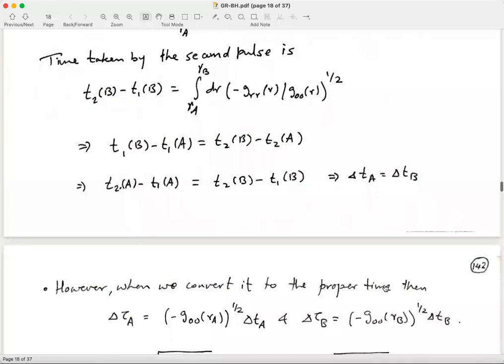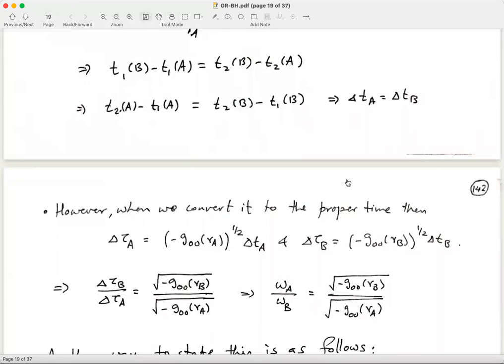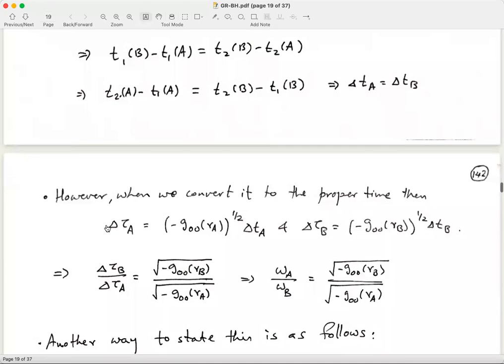But now let's ask this question from the proper time point of view, and that's where the differences would occur. From the proper time point of view, delta tau A is equal to minus G00 to the half times delta TA, whereas delta tau B is equal to minus G00 at RB to the half times delta TB. Now delta TA is equal to delta TB, but G00 at RA is not equal to G00 at RB. Therefore delta tau B upon delta tau A can be written as square root of G00 at RB by square root of G00 at RA.